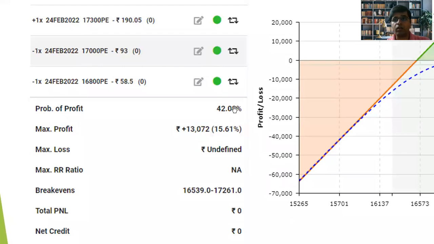So obviously the cost of this structure is a bit expensive as compared to the put ratio spread, but you can see the probability of profit also increases and the risk also decreases. The maximum profit in this case is capped at 13,000 rupees, and the profitable range for the person is 16,539 to 17,261. So in case the Nifty stays in this range and expires within this range in the month of Feb, then the person will make a profit in this strategy.